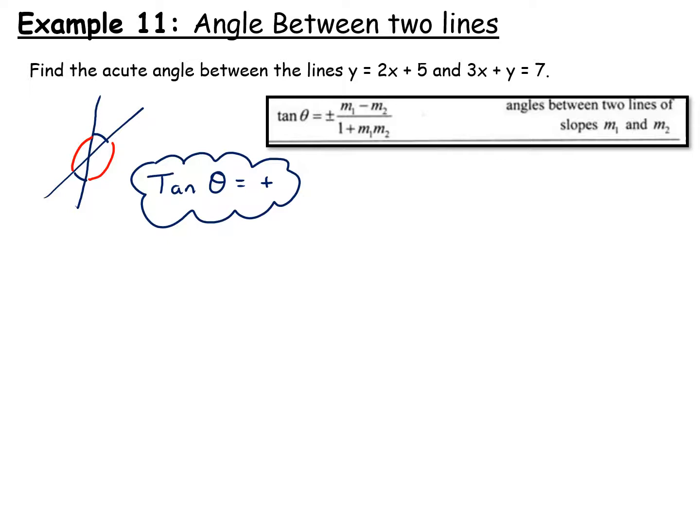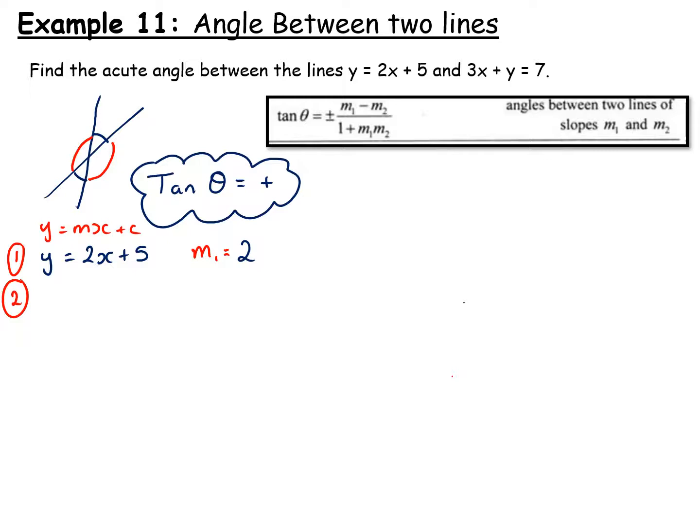So let's take our two lines. I have line 1 and line 2. And we have the first line, y equals mx plus c. So that's already in the correct format for us to use. Using y equals mx plus c, we can straight away see what m1 is. So m1 is going to be 2.